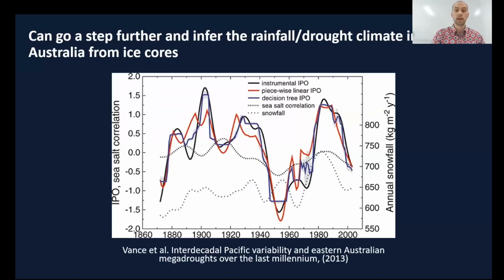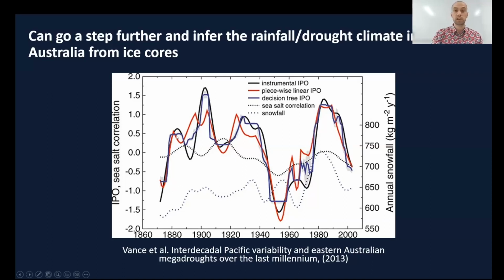You can combine that snowfall accumulation with the concentration of sea salt in the ice. And using what Tessa Vance and other authors did, they combine that in two different ways and produce these red and blue lines. This is representing a climate mode called the Interdecadal Pacific Oscillation, or IPO. The IPO is one of these long-term climate modes, so it has a longer period than ENSO, for example. But we do know that it's a strong indicator of whether Australia, Southeast Australia in particular, sees drought or fire weather, or if it sees rainfall and flood weather.